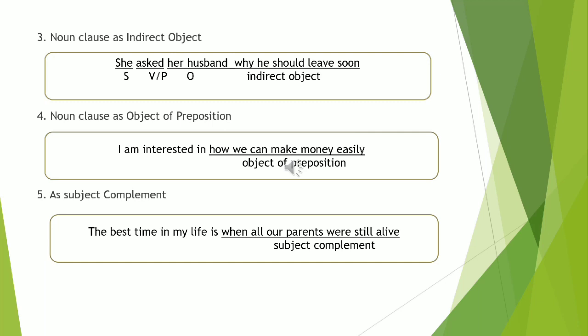The fourth one is noun clause as object of preposition, so it exists after a preposition. Let's see the following example. I am interested in how we can make money easily. How we can make money easily is object of preposition because it exists after preposition in.